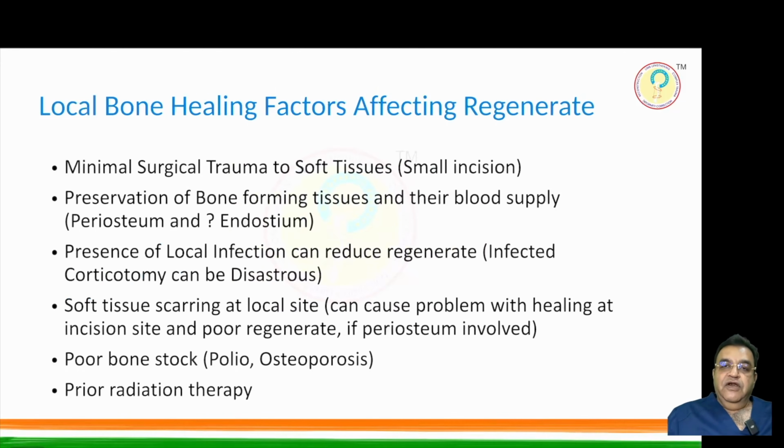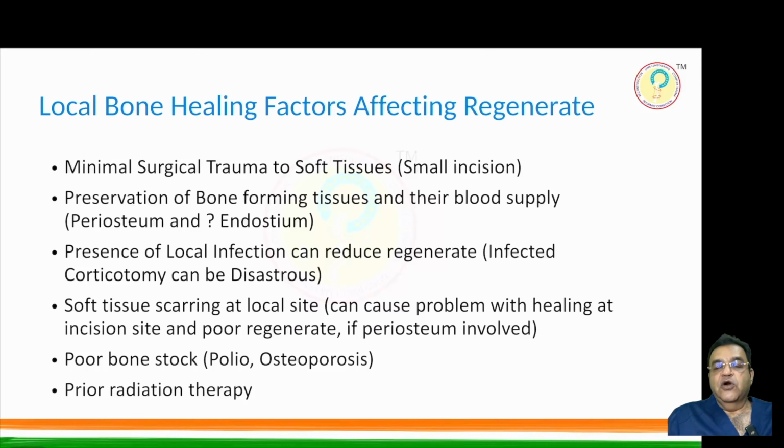Now, local bone healing factors affecting the regenerate. These are very important where you do the corticotomy. So you should have a very minimal surgical trauma to soft tissue at the point where you are going to do the corticotomy. You should give a very small incision and you should use a 5 mm osteotome to do this thing, or corticotome. So small diameter corticotome or osteotome is required, because if you take a large corticotome of 10 mm or more, it will cause a destructive corticotomy. So you have to preserve the bone forming tissues and their blood supply. The most important is periosteum and endosteum, and presence of local infection can reduce the regenerate.